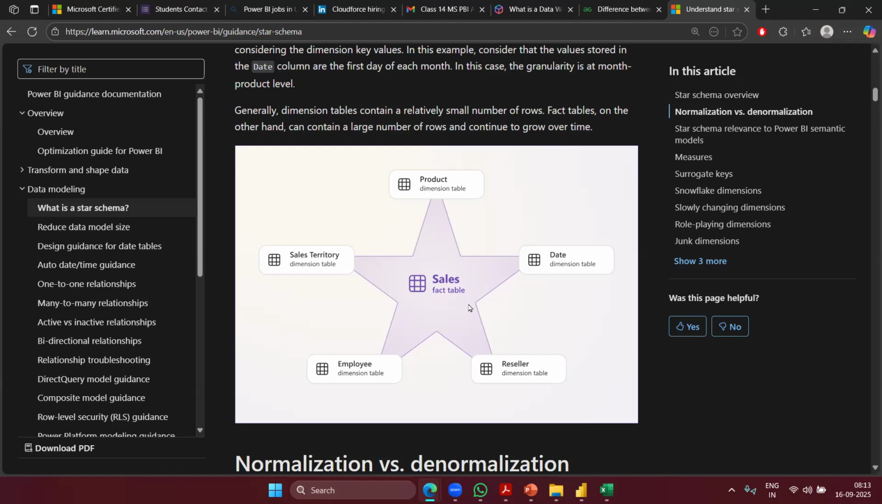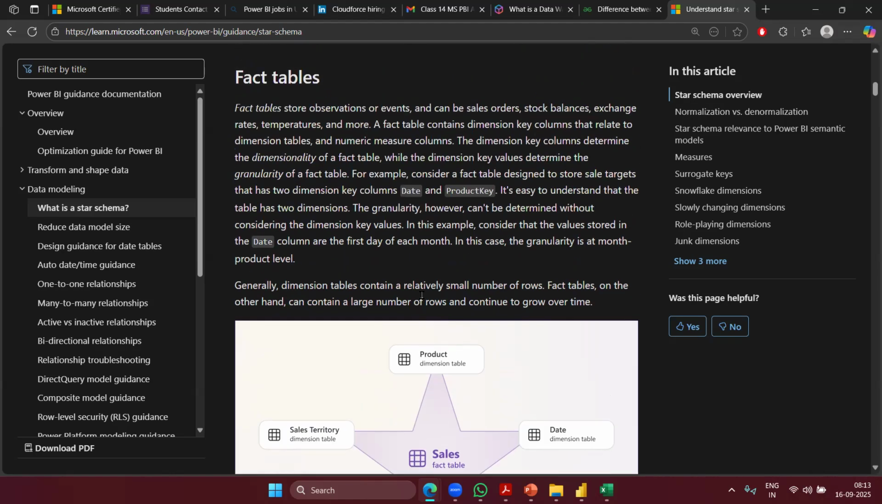Whatever the data that is present in our business, we are storing it in an organized way, in a normalized form, and we should have these at our fingertips. A fact table stores observations or events, and can be sales orders, stock balance, exchange rates, temperatures.